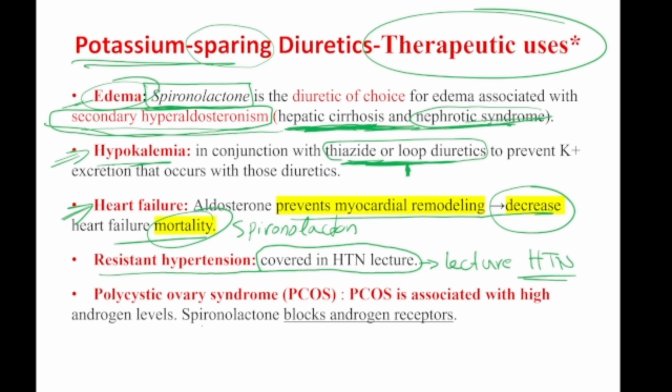Spironolactone has an anti-androgenic effect. Therefore, it could be used for female patients suffering from polycystic ovary syndrome, which is associated with a high level of androgen. Spironolactone could be used for treatment of hirsutism, increased body hair growth. So we have edema, hypokalemia, heart failure, resistant hypertension, and polycystic ovary syndrome.